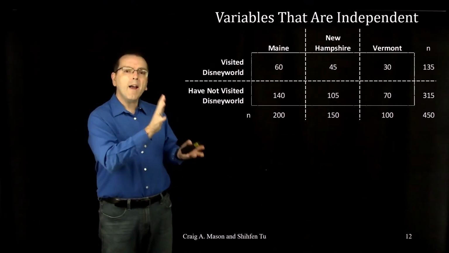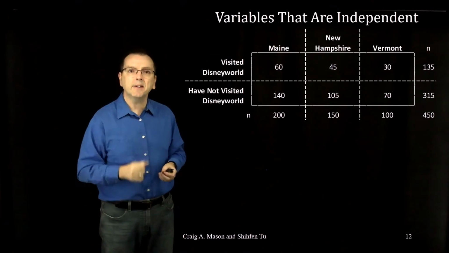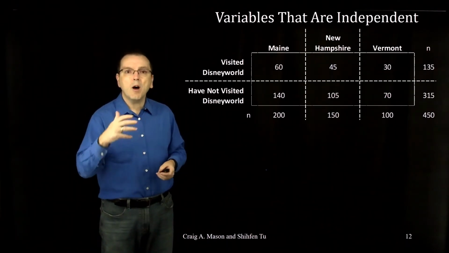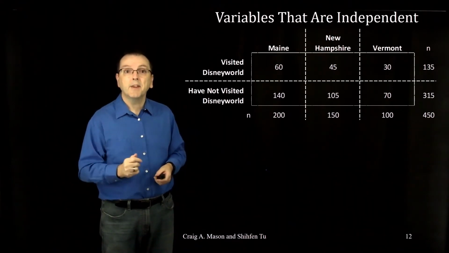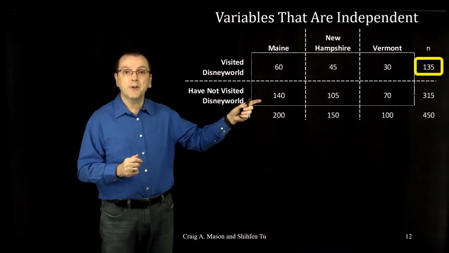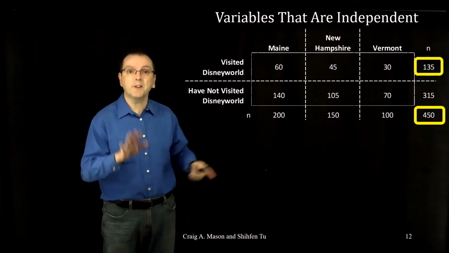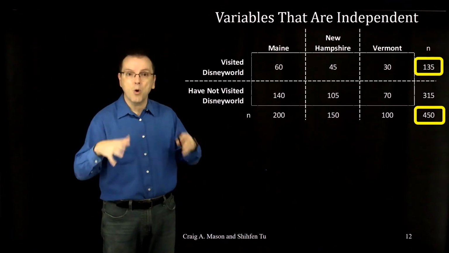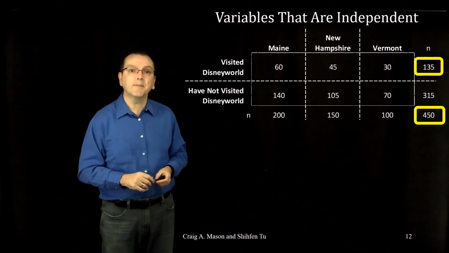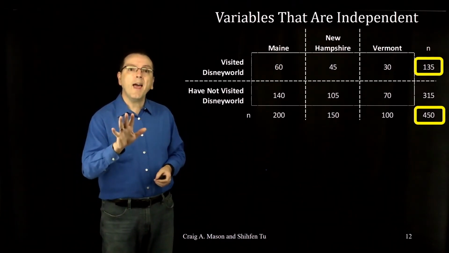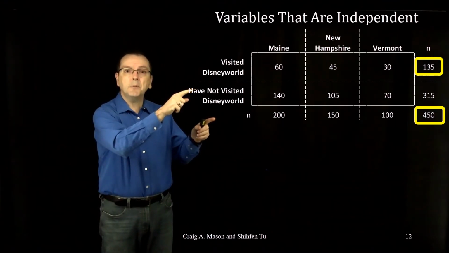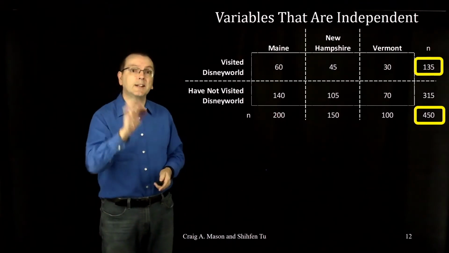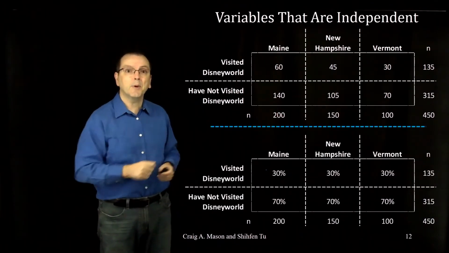Now, why are these two variables independent? Well, if we look at the overall percentage of people who went to Disney, that would be 135 out of 450, right? That works out to 30% of our total sample have visited Disney. Now, knowing that, let's change these numbers to the percentage of people in each state who visited Disney. All right, here we are.